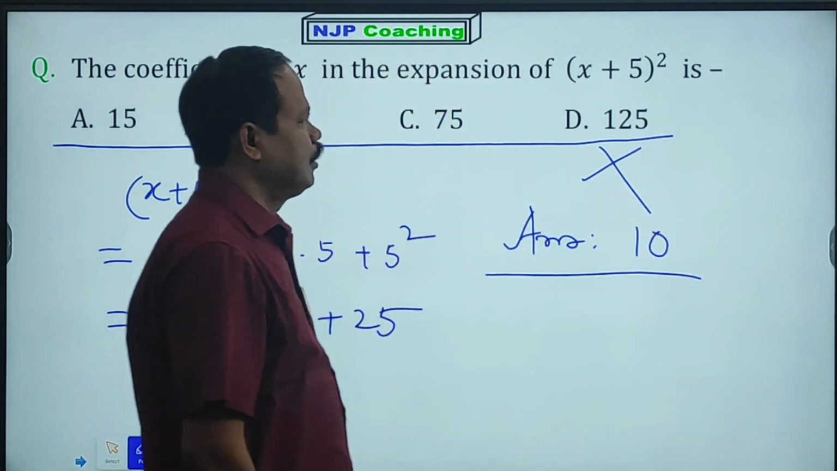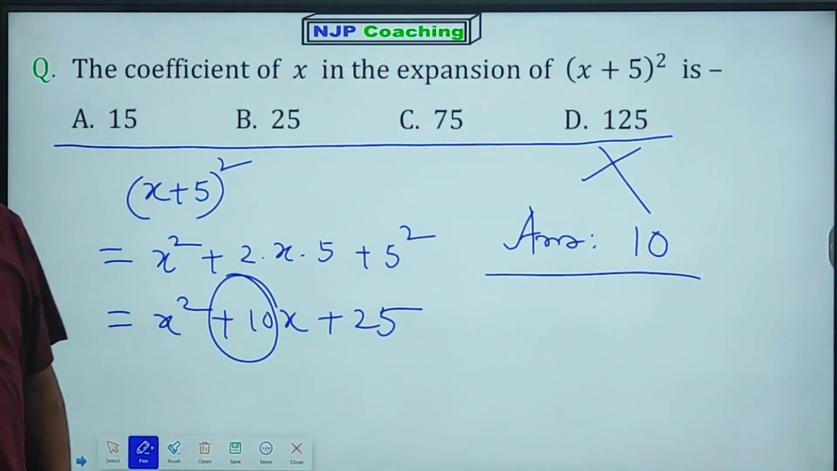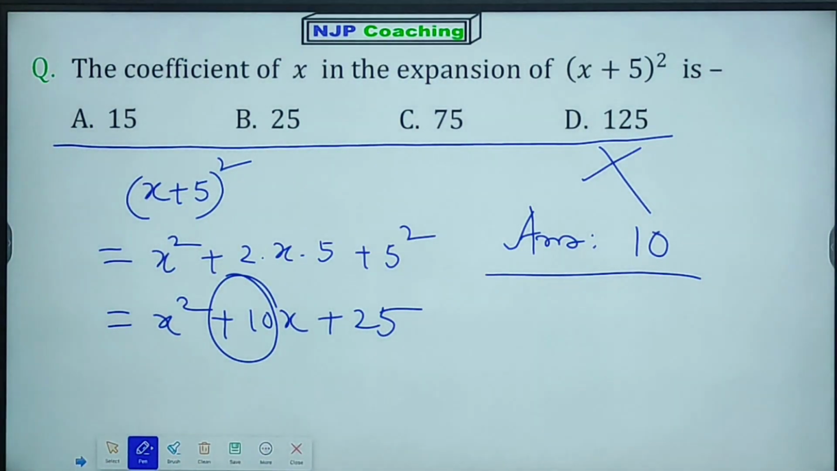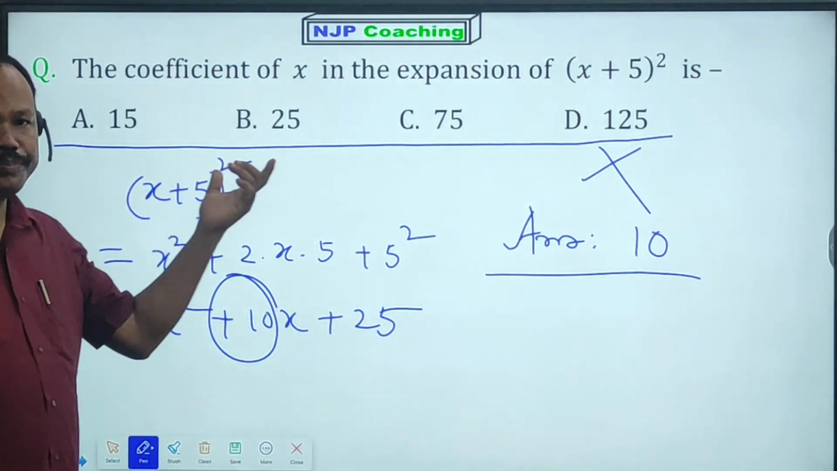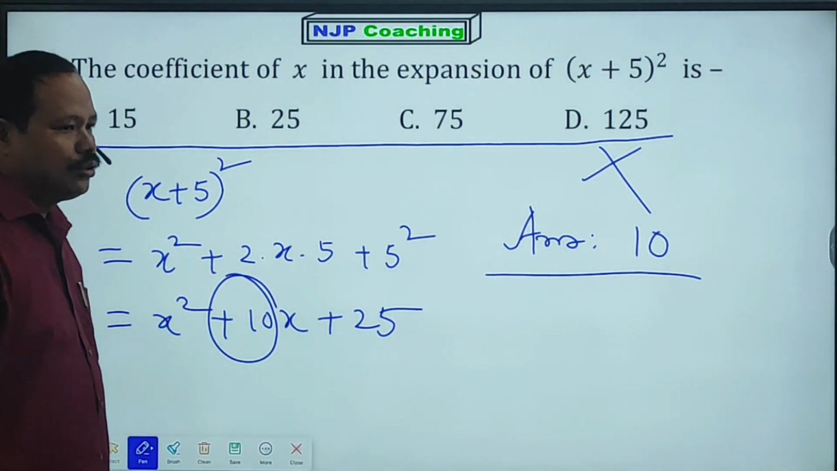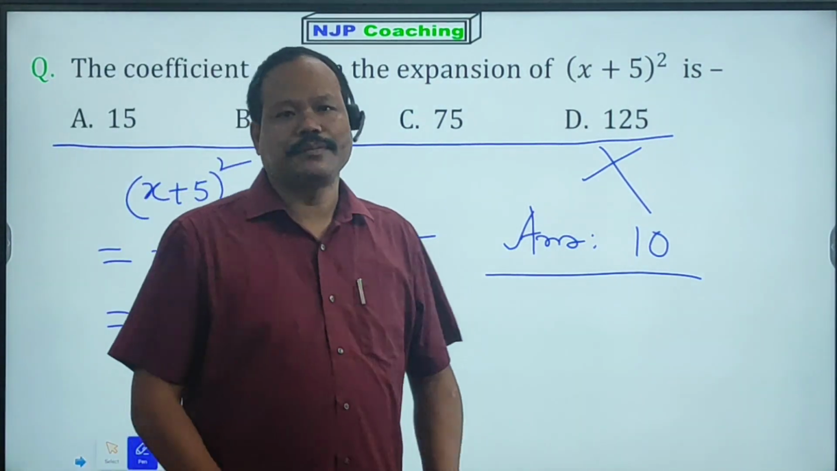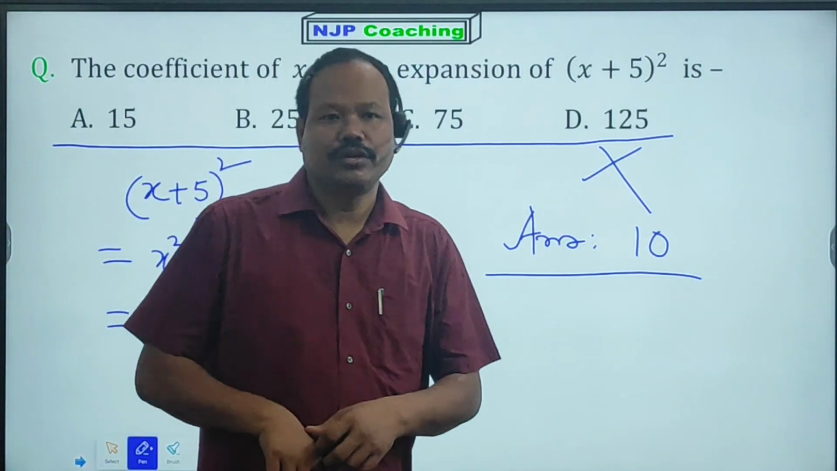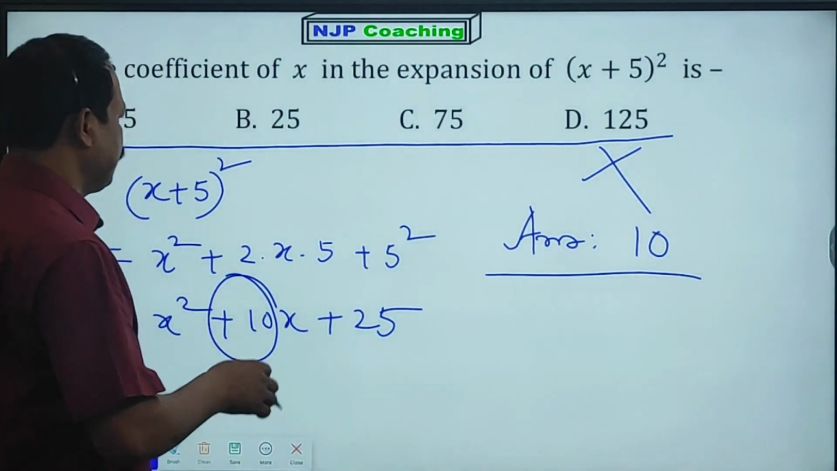So the answer is 10. Answer is 10. And among these options A, B, C, D, by mistake the answer is not here. So what is the answer? 10. The coefficient of x in the expansion of (x plus 5) whole square is 10. So the right answer is that.